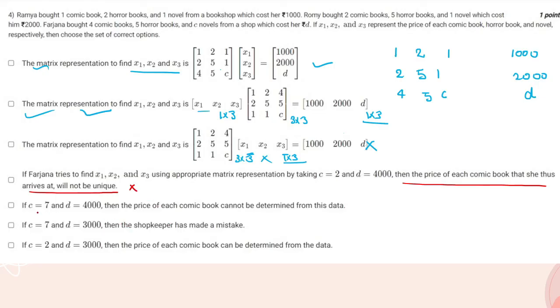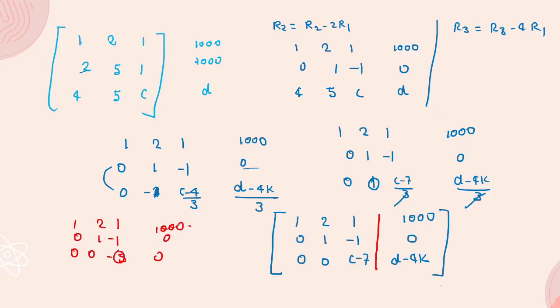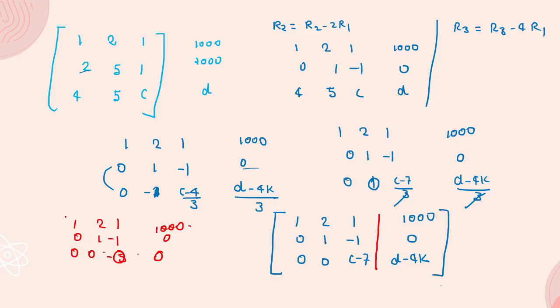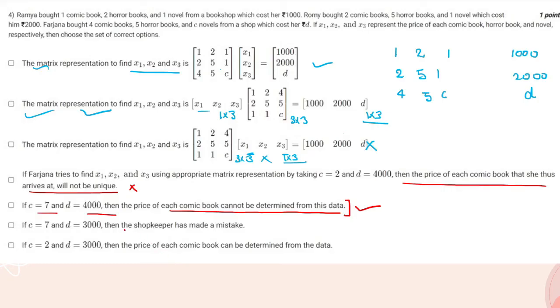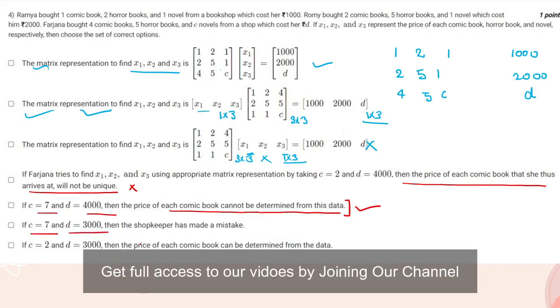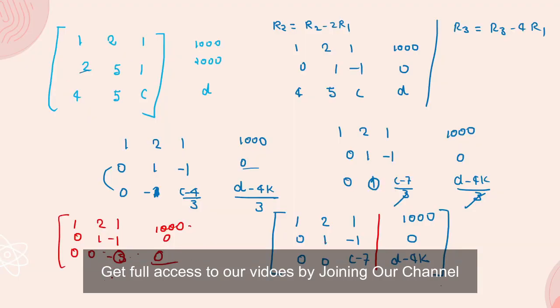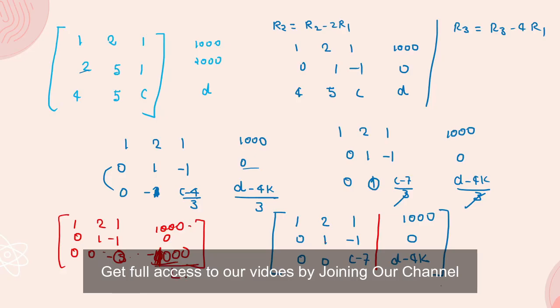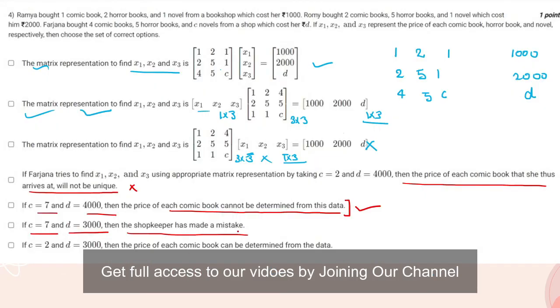The next statement is if C is equal to 7. So here it will become 0, and D is equal to 4000, so this is also 0. Then the price of each comic book cannot be determined, so this is correct, because the last row will become 0. The next statement says if C is equal to 7 and D is equal to 3000, then it is 0 and 3000, so it will be minus 1000 rupees. Then the shopkeeper has made a mistake. Obviously it has made some mistake because it should be 0, so that's why this is correct.